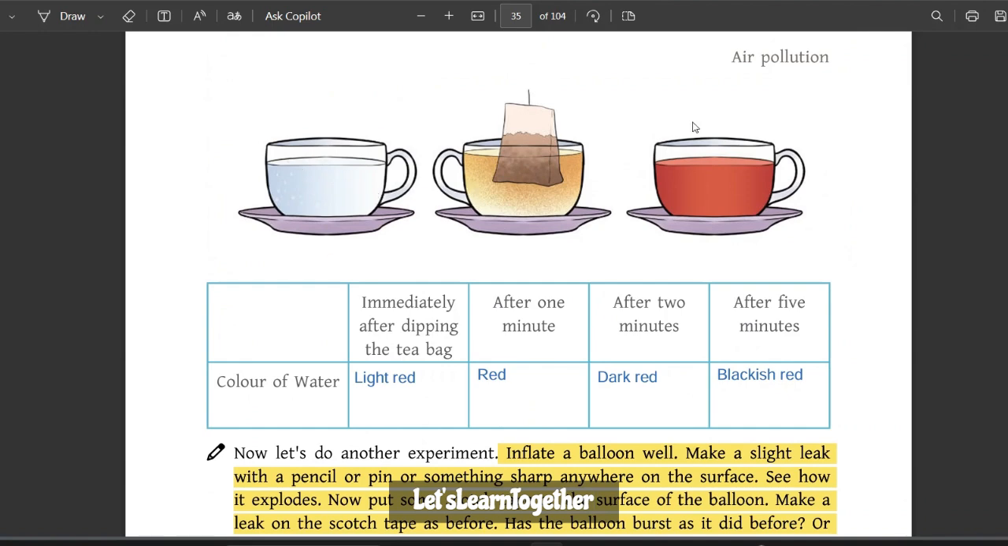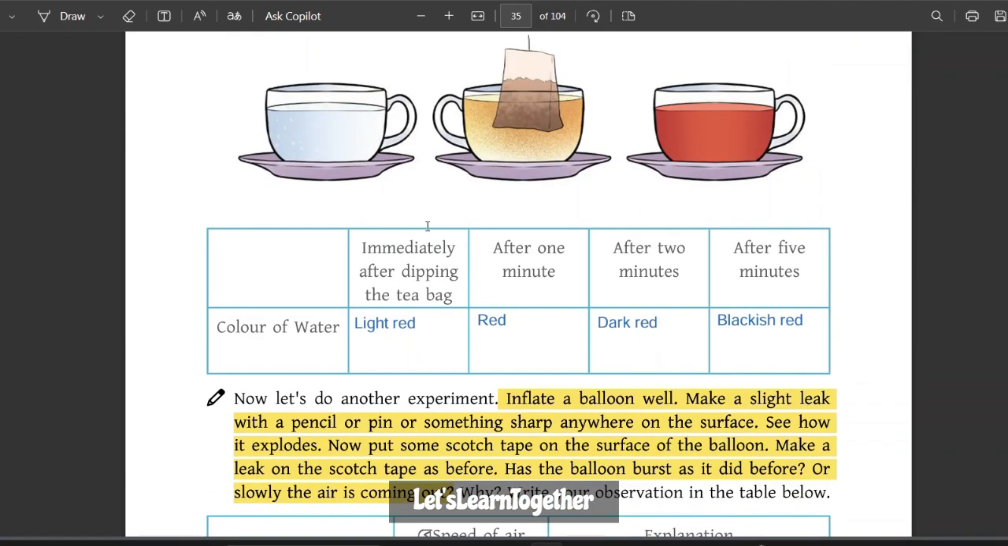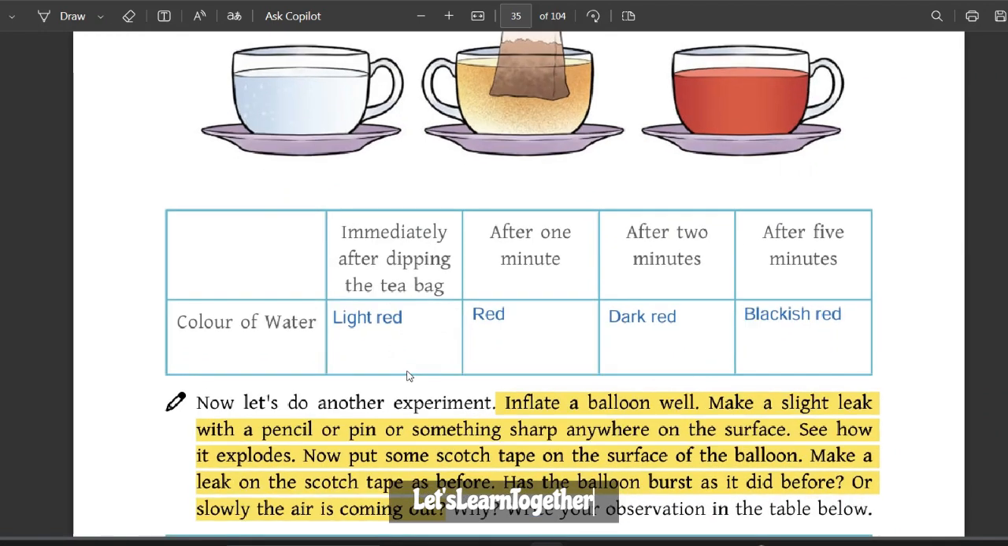All right, so let's see the next activity, which was about that glass of water and the tea bag. The tea thing, that immediately after dipping the tea bag in the water, the color of water becomes light red. Then after 1 minute, it becomes red. After 2 minutes, it becomes dark red. And after 5 minutes, it becomes blackish red.